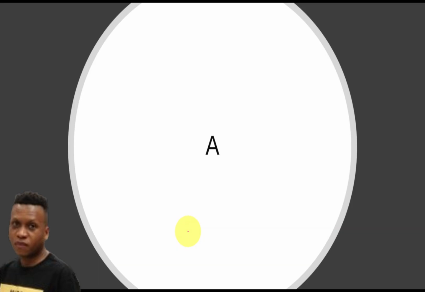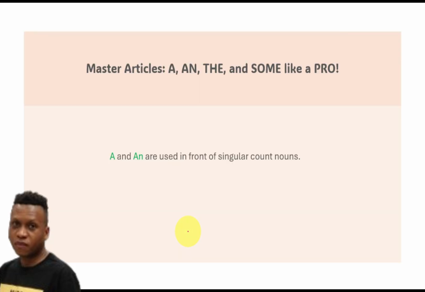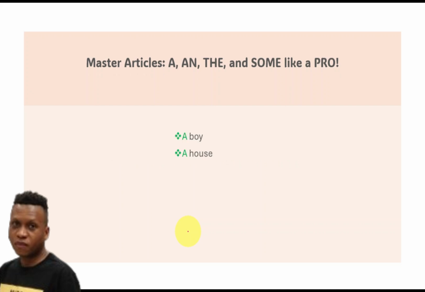This A. Now, both of them, the way I put, okay, we use them in front of a singular noun. Okay, so the noun that you can count, like, let's say if you say one sugar, one furniture. No, we don't count sugar. We don't count furniture. We say some sugar, some furniture. Okay, so now a boy, a house. Okay, a boy, a house.